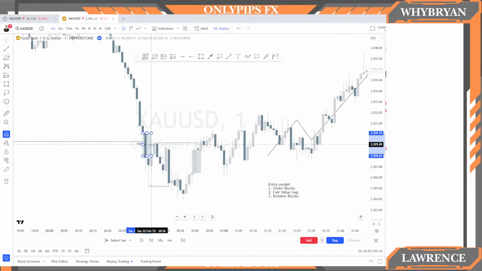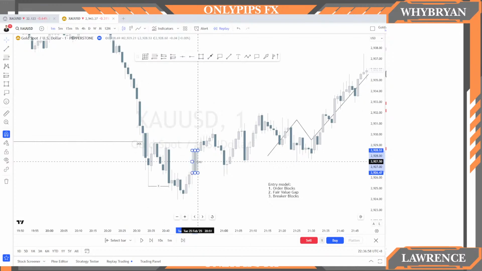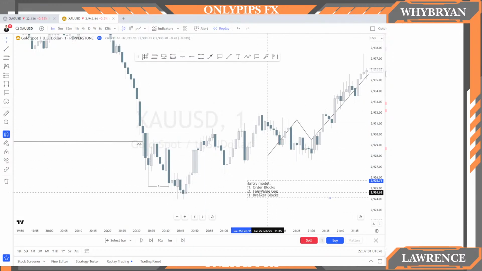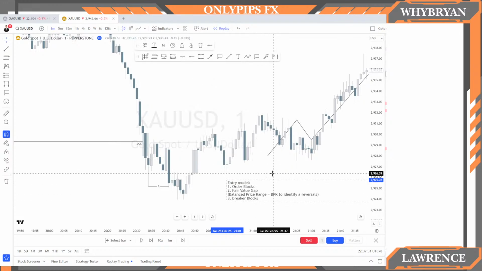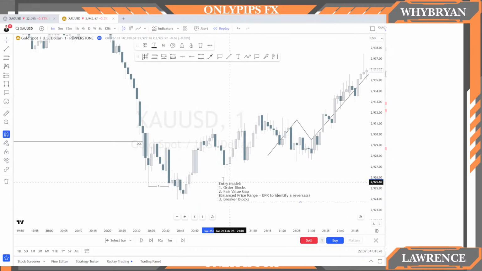When we have a bearish fair value gap and a bullish fair value gap, that means a balanced price range. Balanced price range equals BPR. We have this BPR to identify a reversal. Is that clear? I think it should be pretty clear from here.